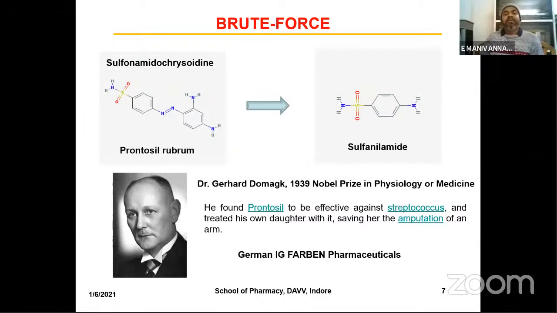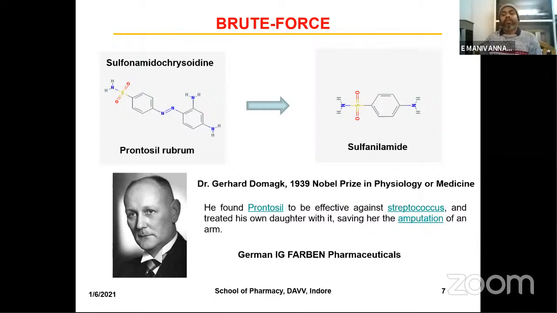Prodrug, everybody knows what is meant by prodrug. A prodrug is a pharmacologically inactive substance. After metabolism, it gets converted into the pharmacologically active compound. So prontosil rubrum is a prodrug which yields the parent drug or active principle, that is sulfanilamide. This was discovered by Dr. Gerhard Domagk. He got the Nobel Prize in 1935 in physiology or medicine.